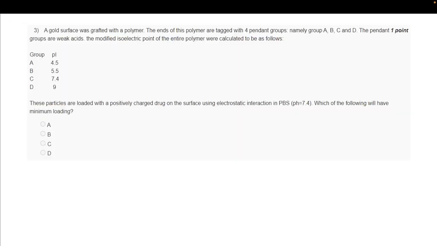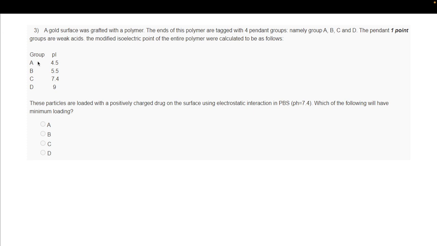We have a polymer which has 4 different functional groups, and on top of this polymer we are going to load our positively charged drug. So what we have been asked is which of these will have minimum loading. So now if your drug is positively charged, to have minimum loading, your polymer, whatever functional group is there, this group should also have a positive charge, because then positive will repel and it will have minimum loading.